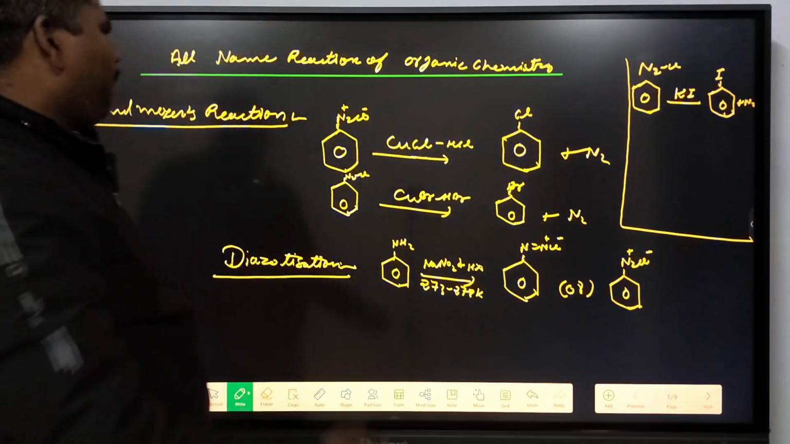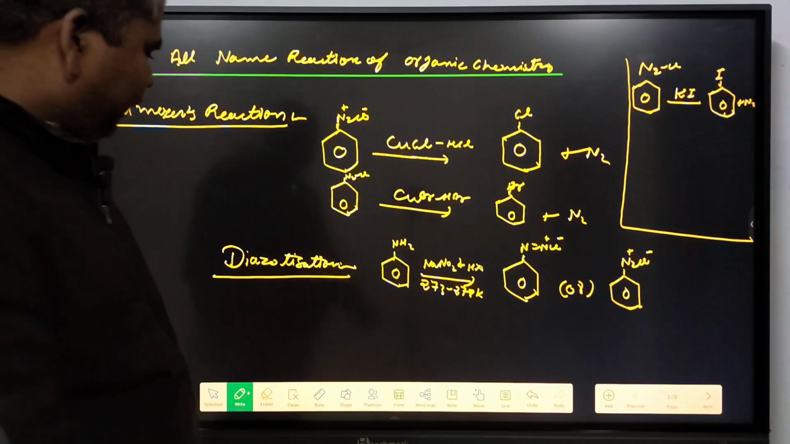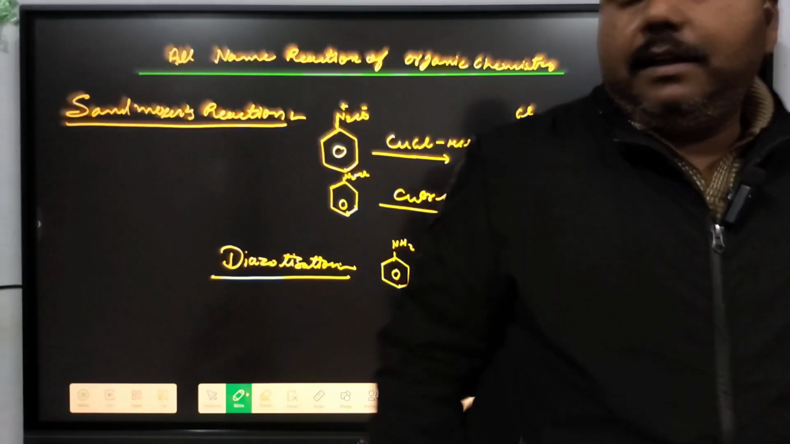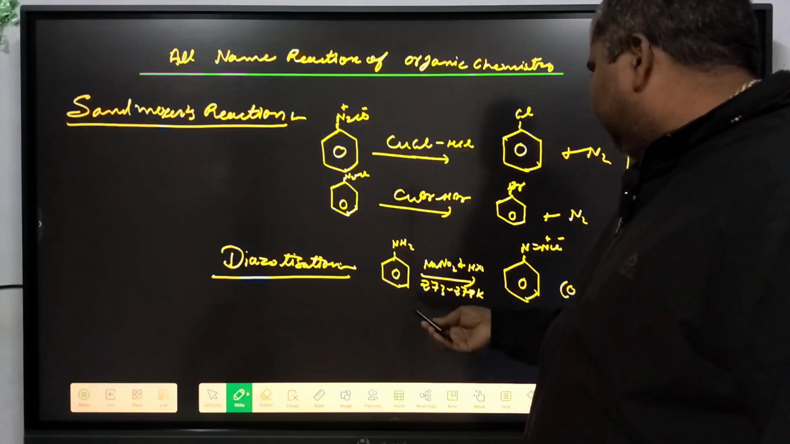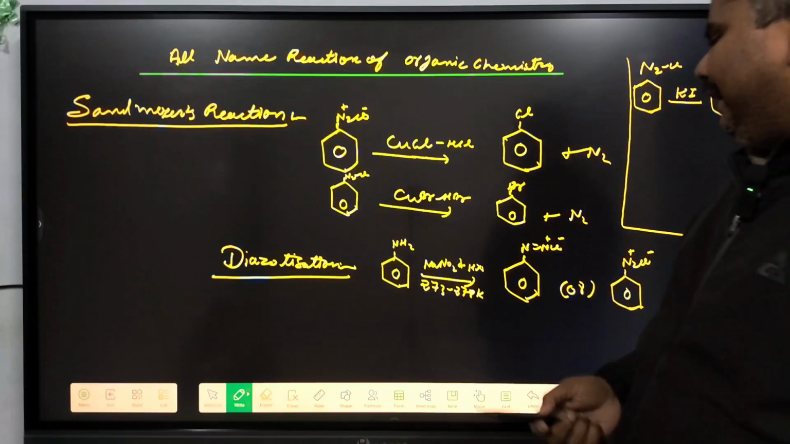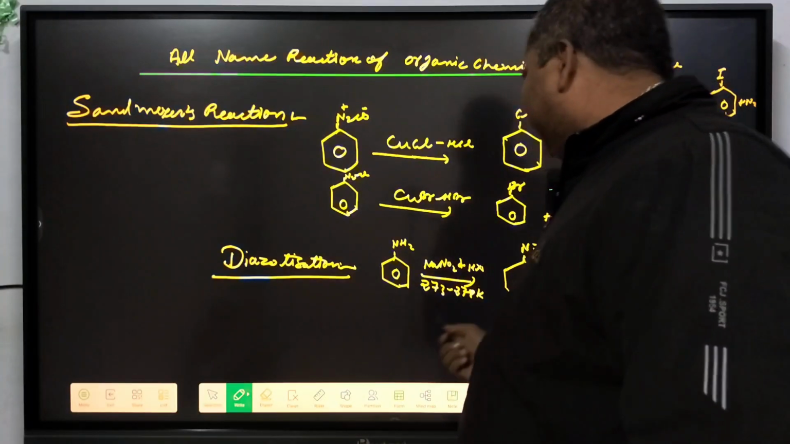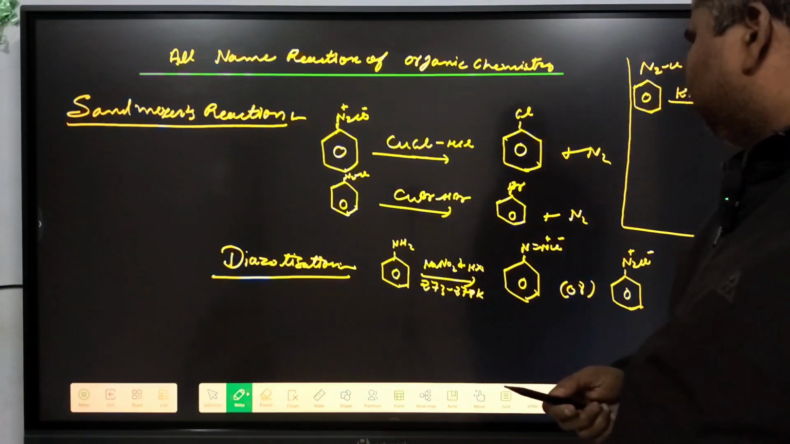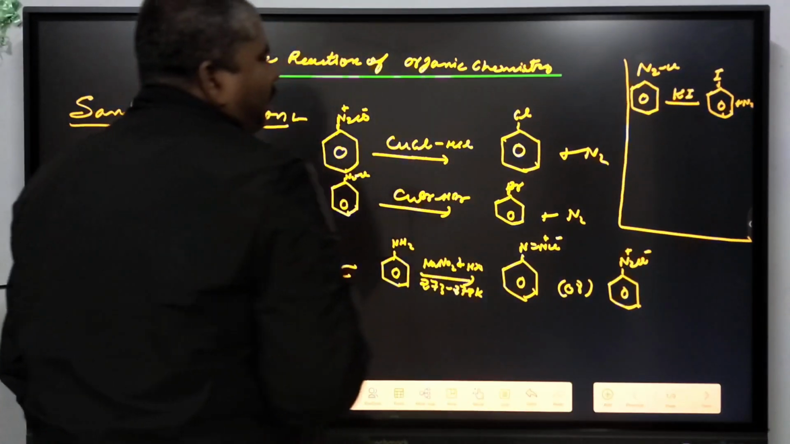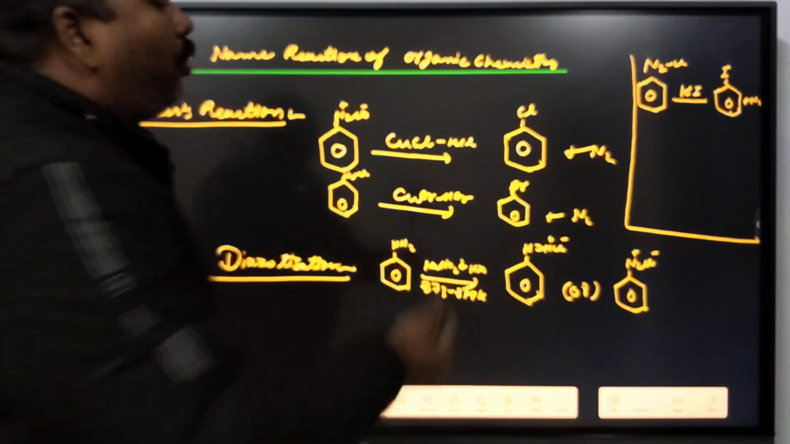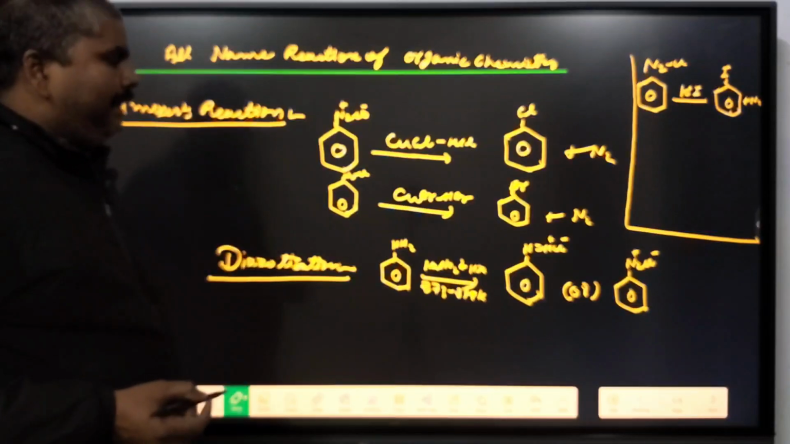Once again, Sandmeyer reaction involves two reactions. Firstly, the diazotization, the formation of diazonium salt. In this reaction, the aniline reacts with sodium nitrite and mineral acid at the low temperature 273 to 278 Kelvin. It will convert into diazonium salt. The freshly prepared diazonium salt reacts with cuprous chloride, cuprous bromide to give chlorobenzene and bromobenzene. The reaction is known as Sandmeyer reaction.